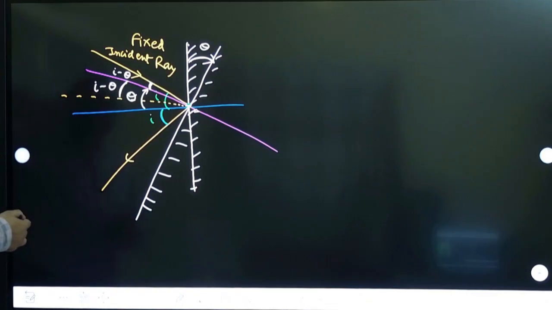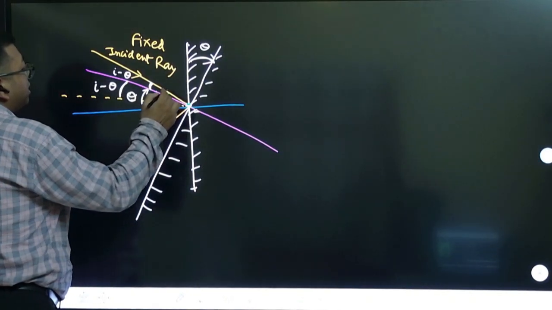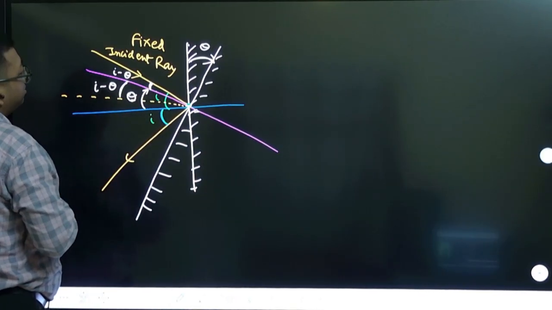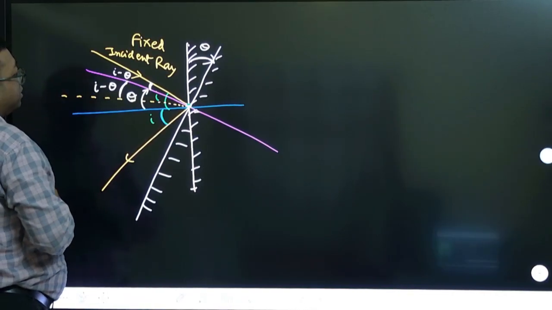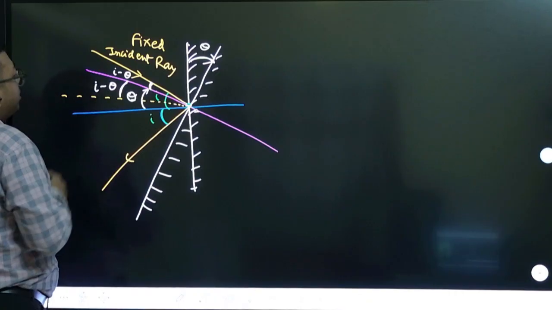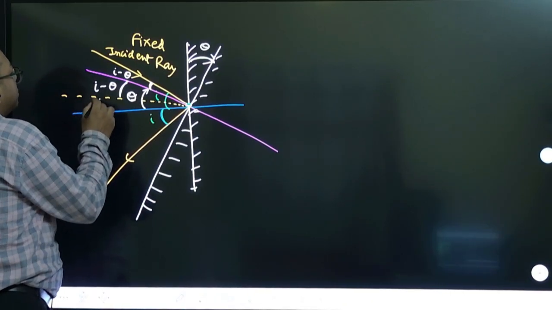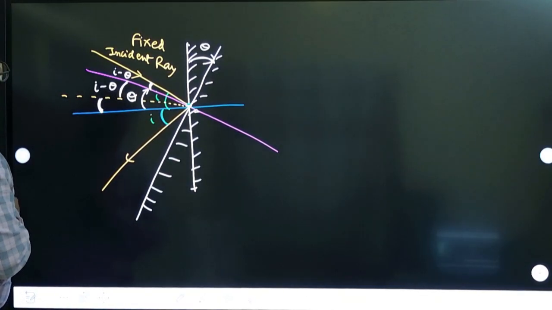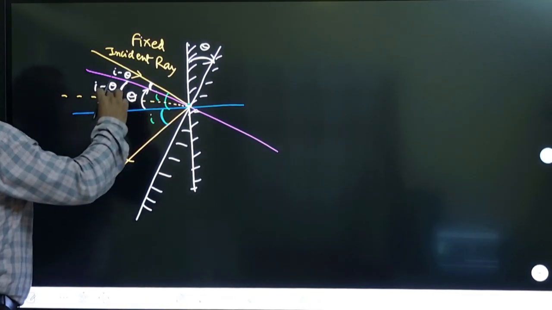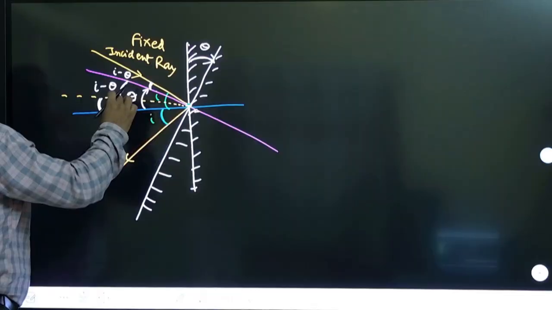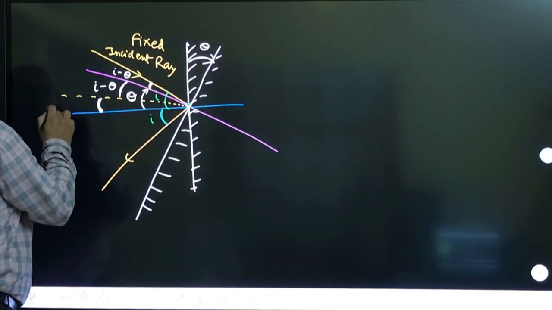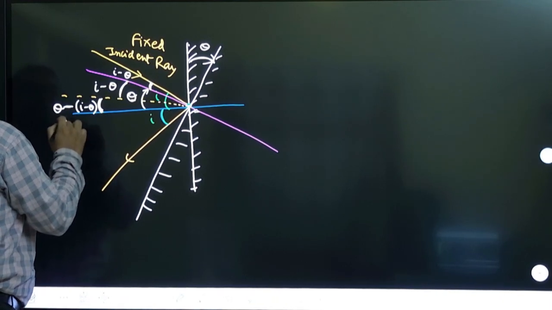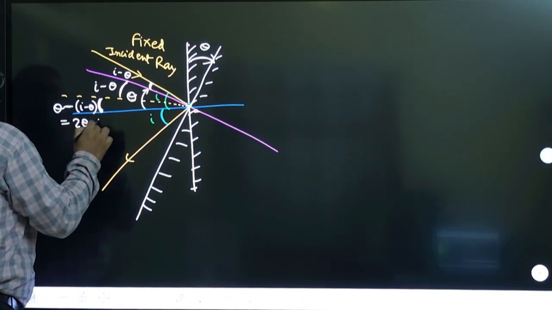So how much is this angle? The total angle is I. This is I minus theta, and this is I minus theta, so 2 times I minus theta it becomes. Correct? So tell me how much will this angle be? Because this is I minus theta and this is theta, this angle will be theta minus (I minus theta). So this angle will become 2 theta minus I.